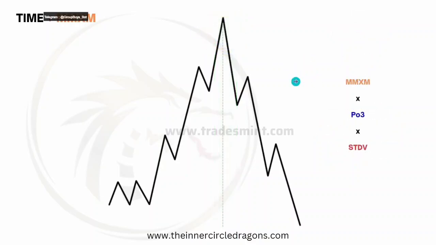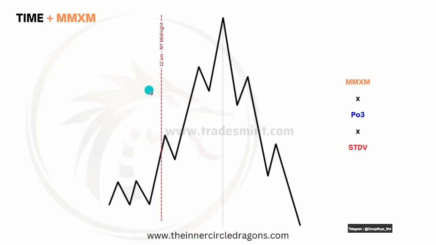Now, we can combine the market maker models with the power of 3 and standard deviations. Now, what do I mean by that? Well, post 12 a.m. New York midnight, we're expecting a drop lower. That retracement leg lower is the manipulation phase, where we expect our first stage of accumulation.